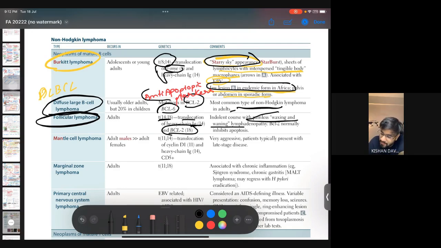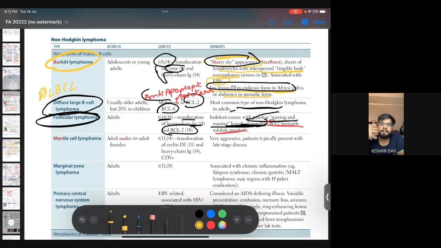Waxing and waning lymphadenopathy. Can anyone explain waxing and waning lymphadenopathy? How is it presented in the question? Anyone knows? Okay, I'll tell you. In the question they will either give you the direct term waxing and waning lymphadenopathy, but if they want to trouble you, they will say that sometimes the lymph nodes were palpable and at some time the lymph nodes were not palpable. Sometimes palpable, sometimes not palpable.